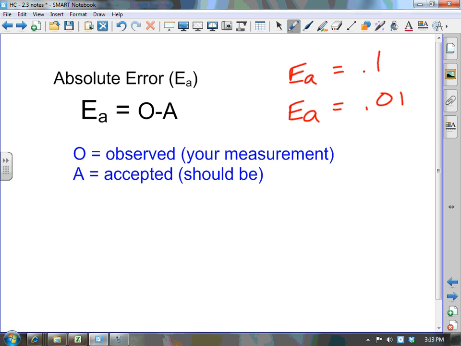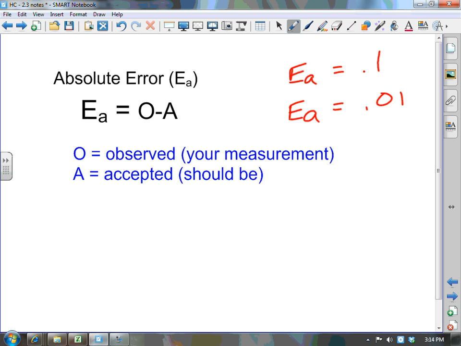Who's better? We don't know. Because, well, you might say, well, the first person's worse. Well, not necessarily, because we're talking about a bigger number potentially that they're off. What if your number was supposed to be a very, very, very small number?